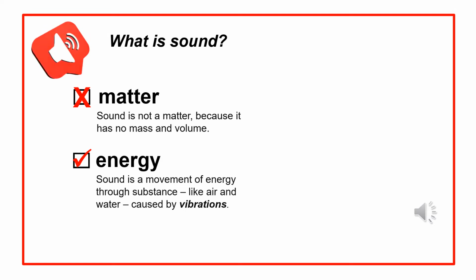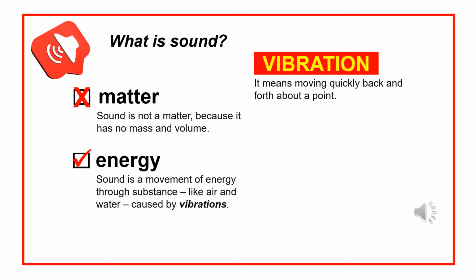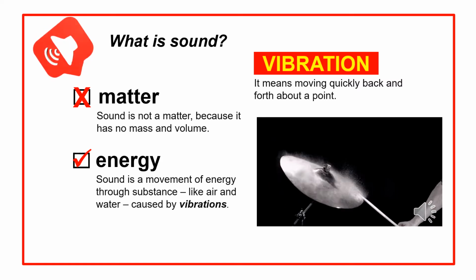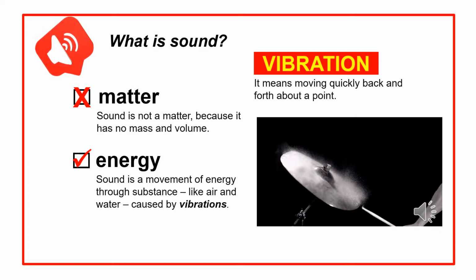And what is this vibration? Vibration means moving quickly back and forth about a point. We are talking here about particle level. So that means the particles of the object are moving back and forth. And because of this, we can hear the sound. Now, to show you an example, we have here a cymbal. Observe how the parts of the cymbal move back and forth as it is hit by the stick.